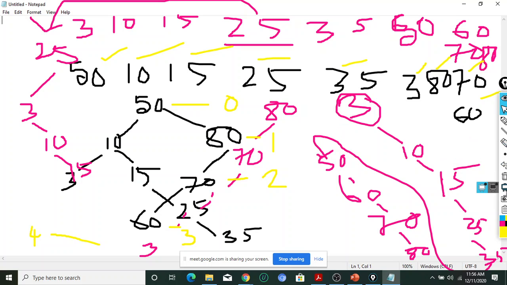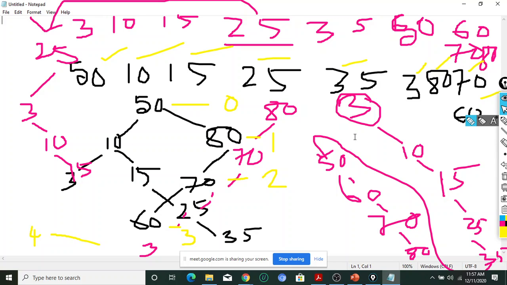So try to understand here. If I want to reduce the height, here is the maximum height of this binary search tree. This is a binary search tree. You know that every key in the right-hand side compared to the root is greater, and whatever value is in the left-hand side is less than the root, 50. So it's a binary search tree.